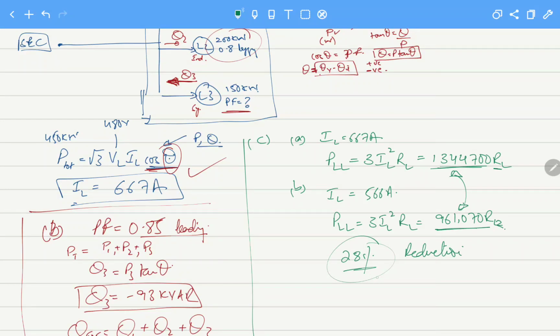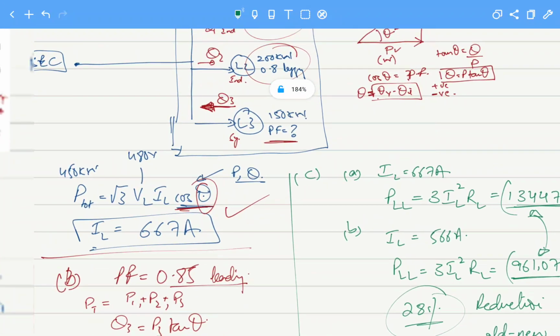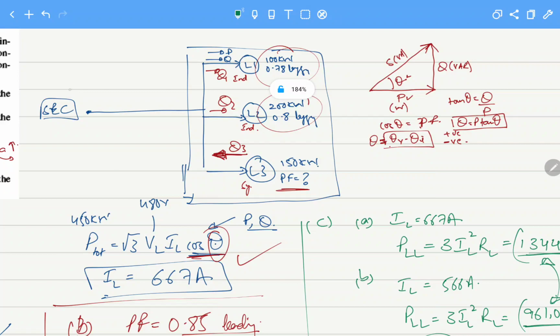So how does this 28% come? If I assume this value to be old and this value to be new, the percentage change formula is (old minus new) divided by old. Because RL for both scenarios is the same, we get the transmission line losses. So there is a 28% reduction in the line losses due to just adjusting the excitation of your synchronous motor.